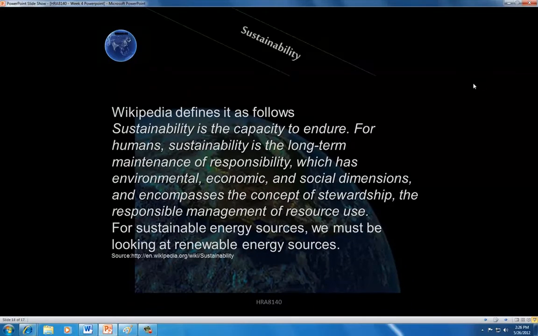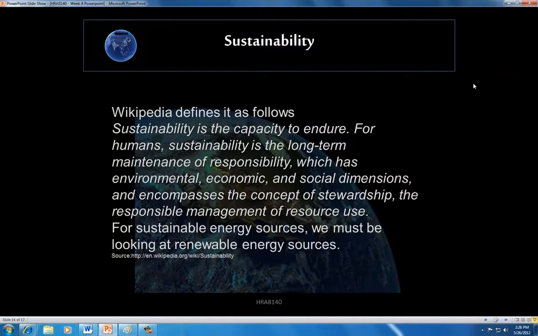Wikipedia defines sustainability as follows. Sustainability is the capacity to endure. For humans, sustainability is the long-term maintenance of responsibility, which has environmental, economic, and social dimensions, and encompasses the concept of stewardship, the responsible management of resource use. For sustainable energy sources, we must be looking at renewable energy sources.